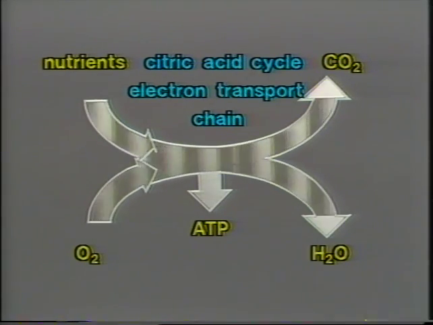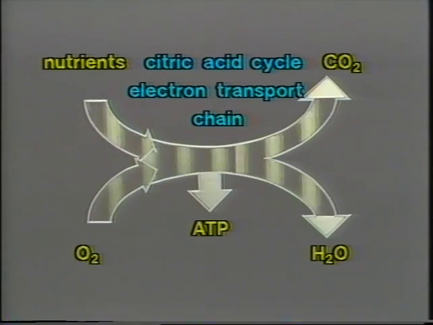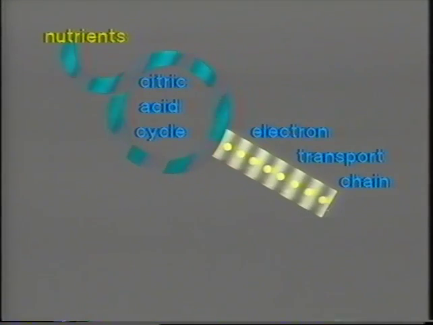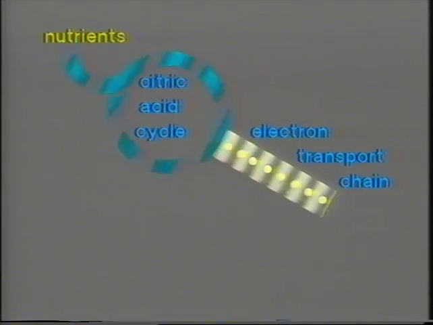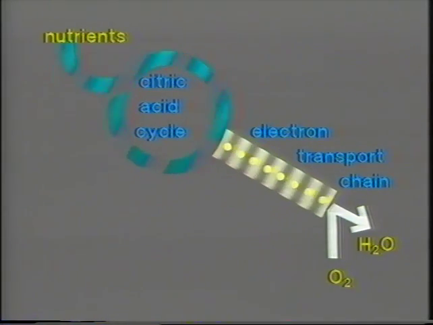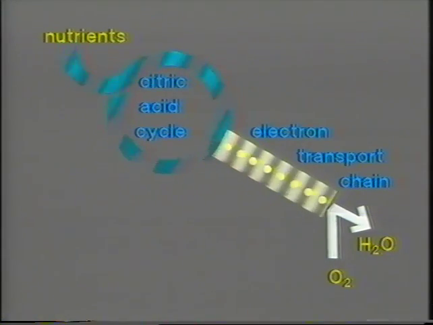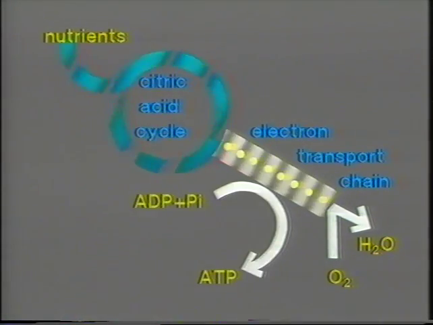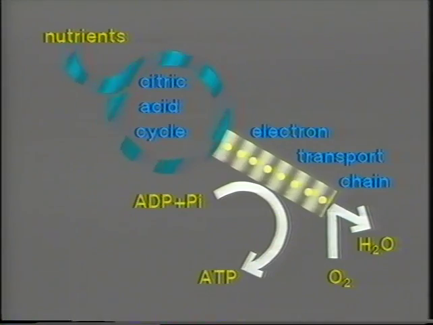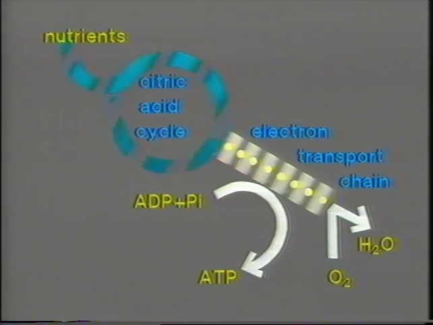You'll probably study the details of these in another part of your course, but briefly what happens is this. During the reactions of the citric acid cycle, electrons are released from nutrient molecules. They then flow along the electron transport chain from one electron carrier to another, and at the end of the chain they combine with oxygen and with hydrogen ions to form water. Energy is released as the electrons pass along the chain to oxygen, and this energy is used to drive a reaction in which a phosphate group is added to ADP, forming ATP.